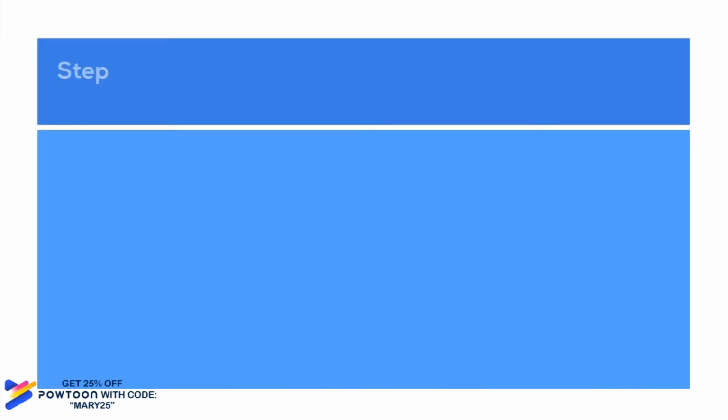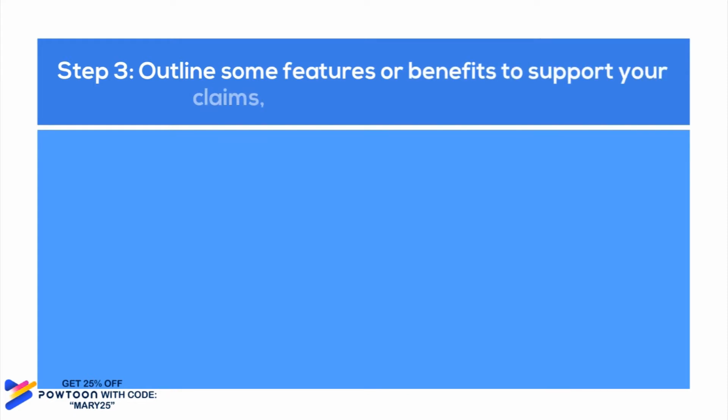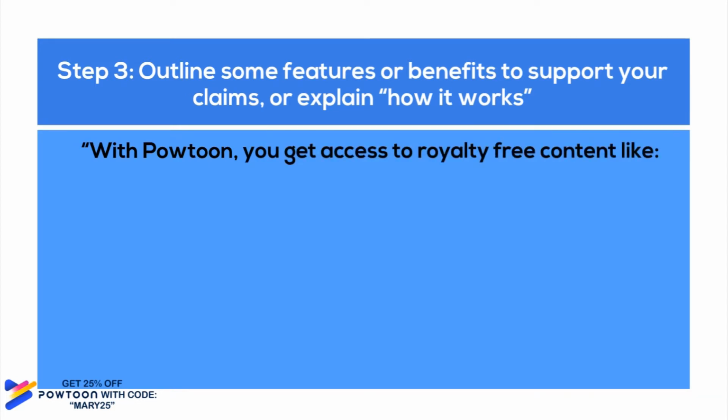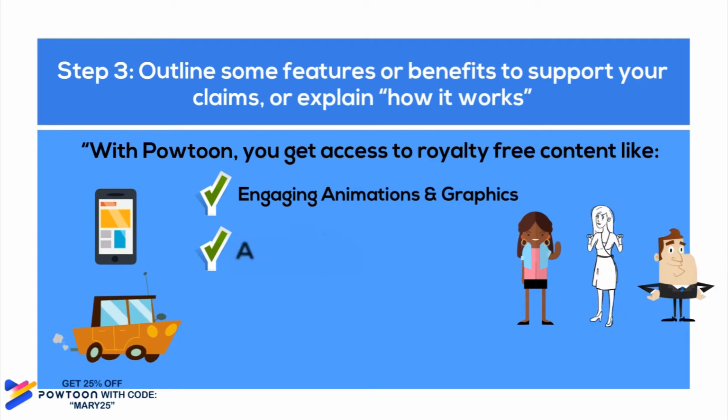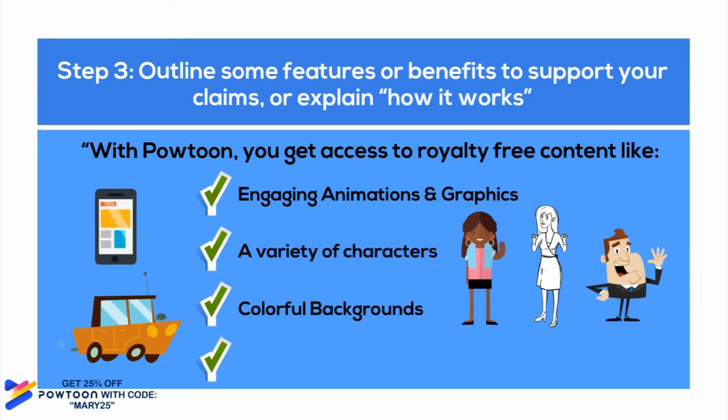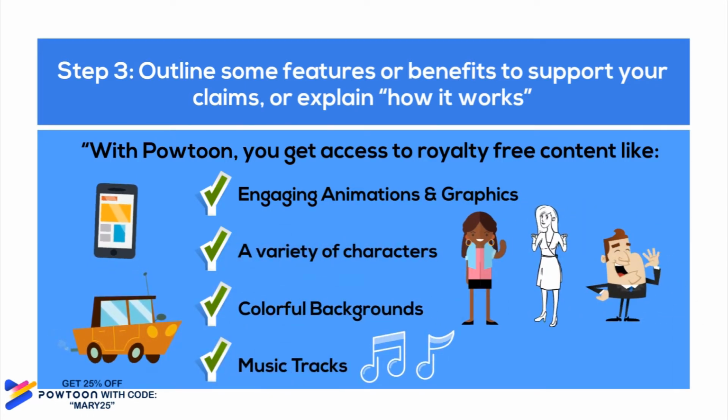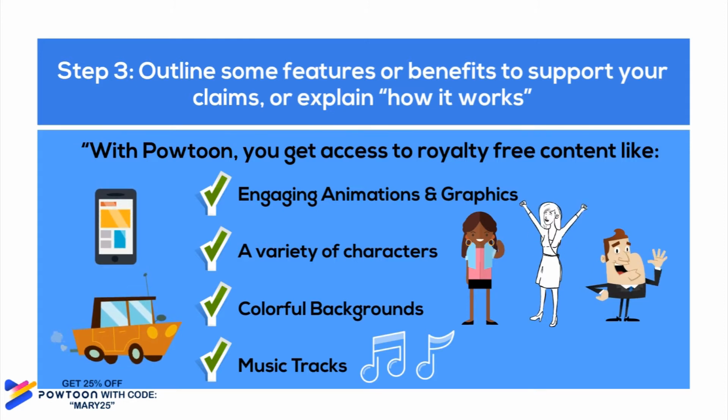Step 3. Outline some features or benefits to support your claims or explain how it works. With Powtoon, you get access to royalty-free content like engaging animations and graphics, a variety of characters, colorful backgrounds, music tracks, and more. This part of the script becomes a bullet-pointed list explaining specific information that the program includes.